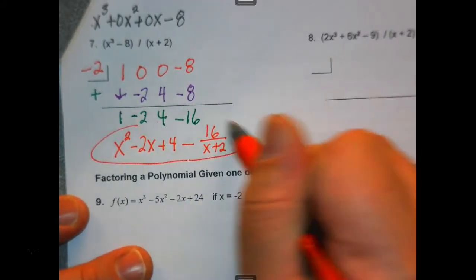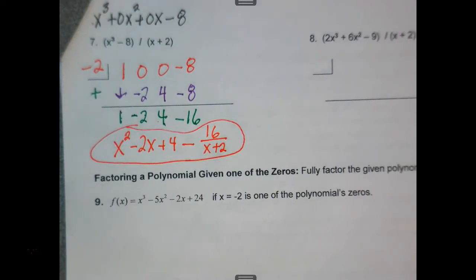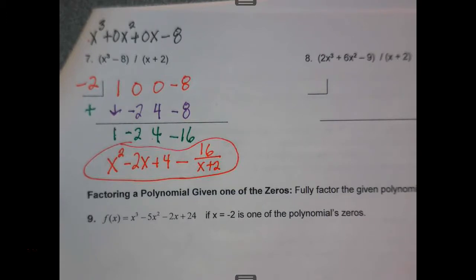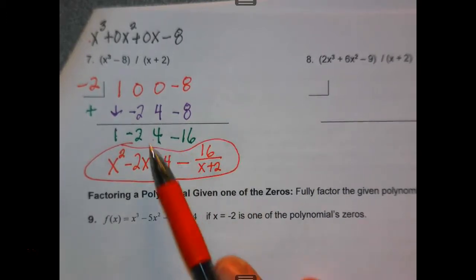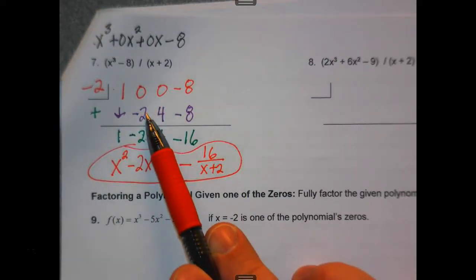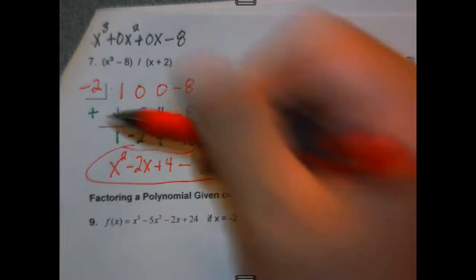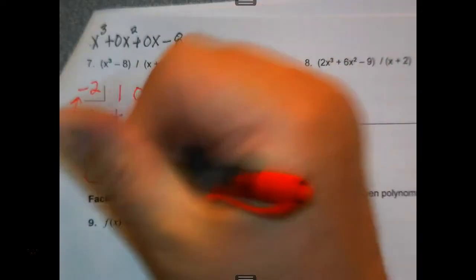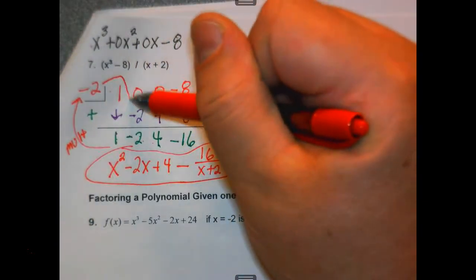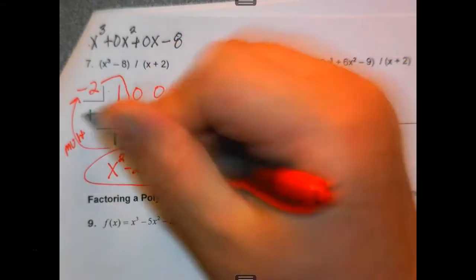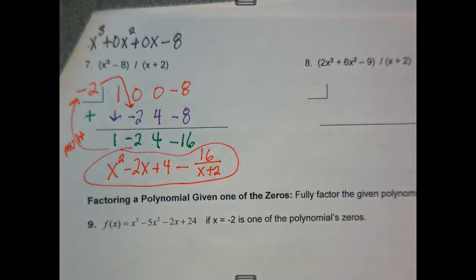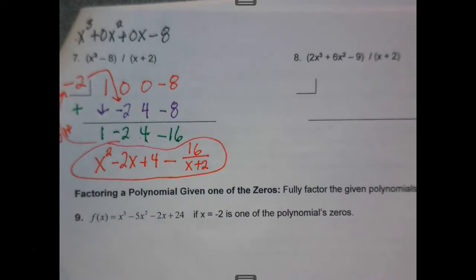You multiply the bottom and add the middle. You're multiplying these two. And then you get this for your product. Then you add these two. Just keep going.